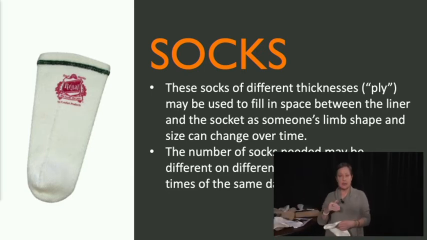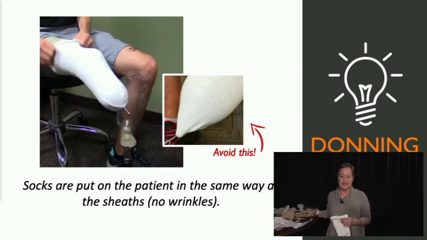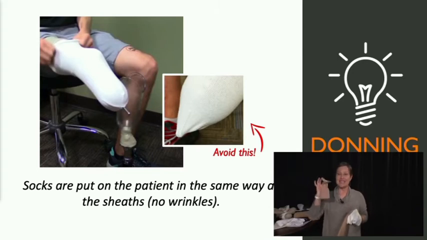I've got a little bit later in the presentation a little bit more about sock management in case that's a new concept to you. So, donning, socks always go over the liner. The sheath or liner is the only thing that goes under the liner next to the patient's skin.